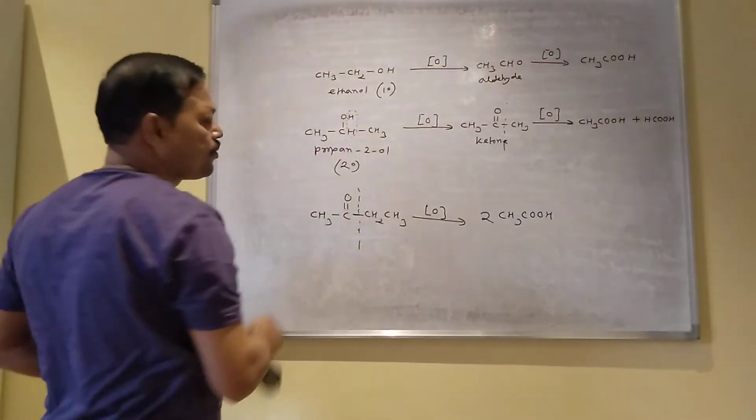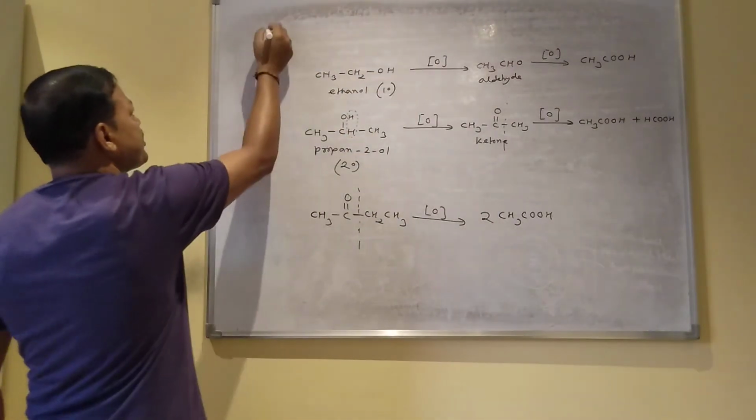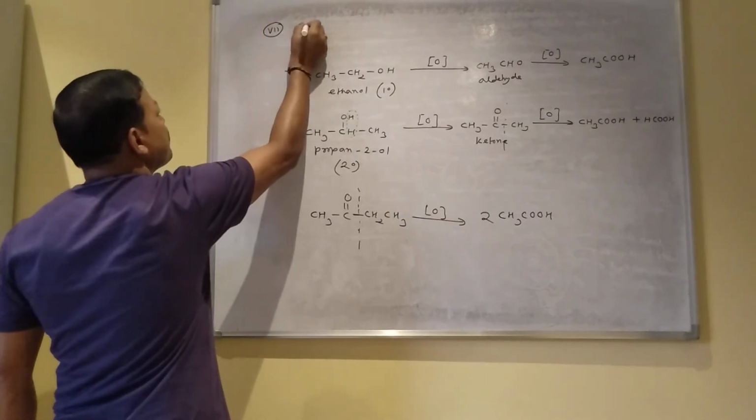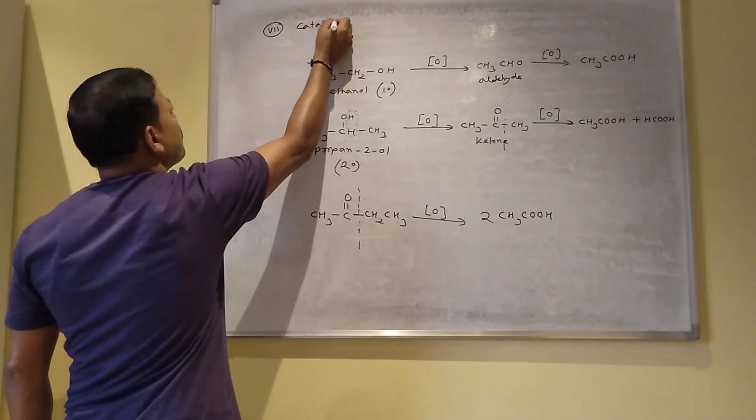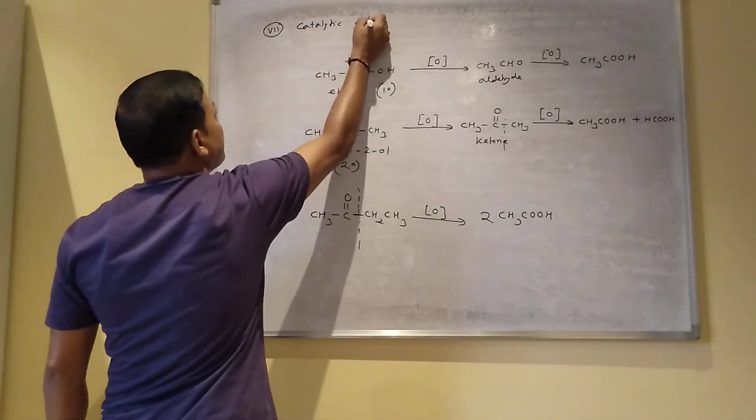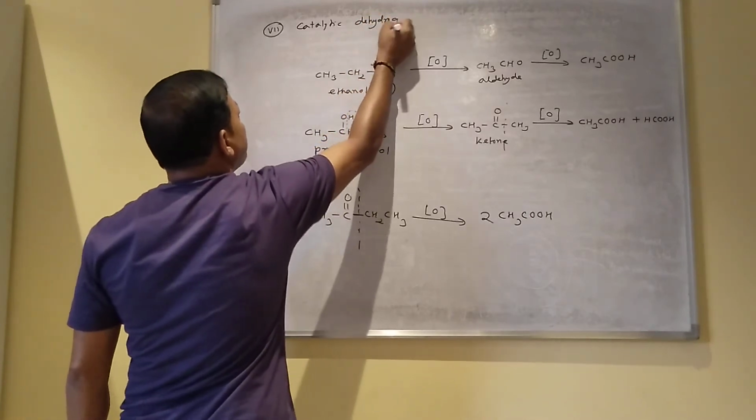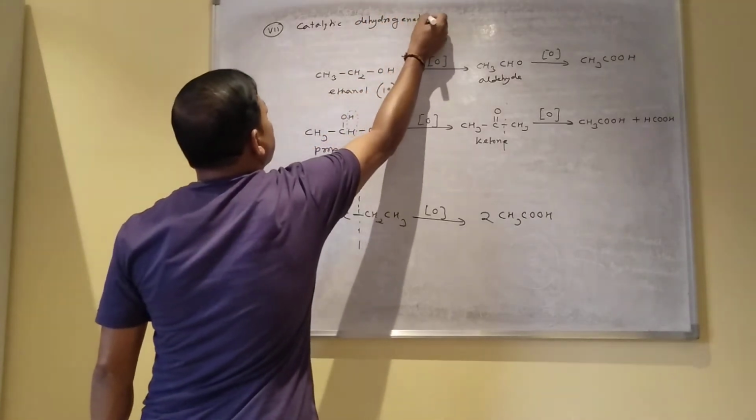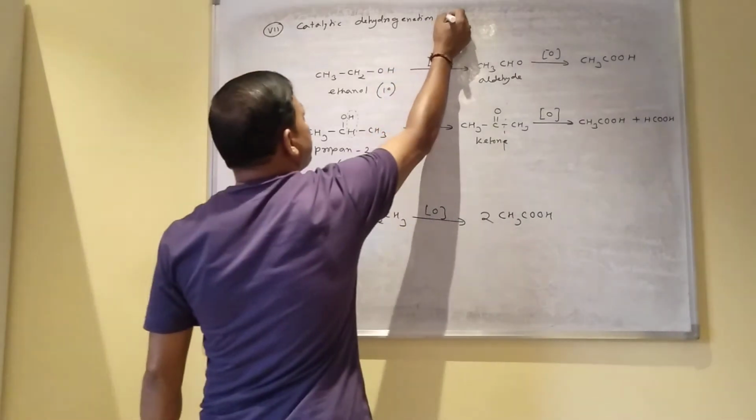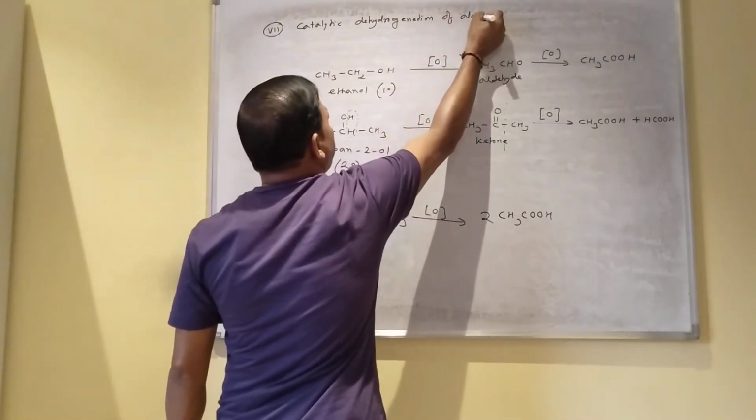Now another reaction, this is number 7, catalytic dehydrogenation. Catalytic dehydrogenation of alcohols.